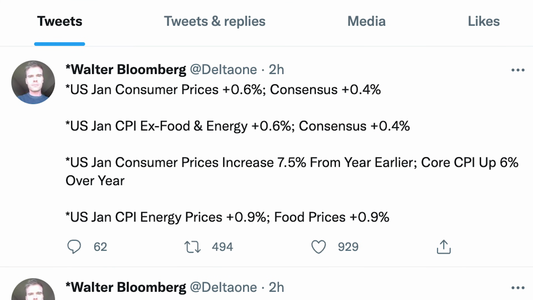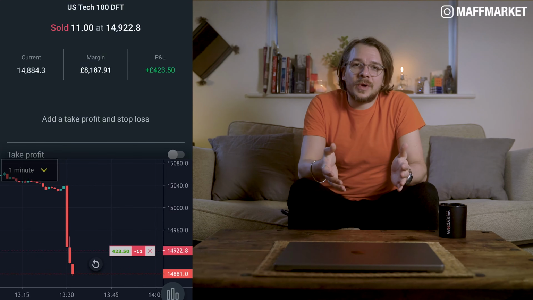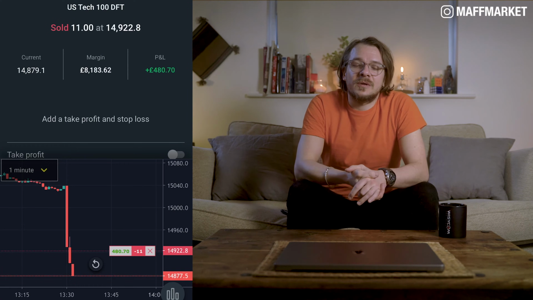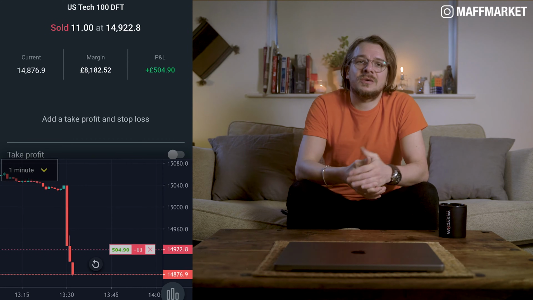Now, I traded the Nasdaq because high inflation is most damaging to tech companies who rely on future profits and borrowed money. And so as the price tanked, I rode it all the way down to the first major support level and closed out 40 points worth £520 and a second position of £200.